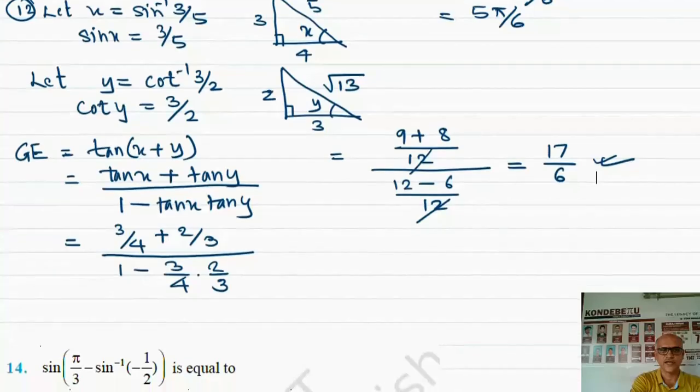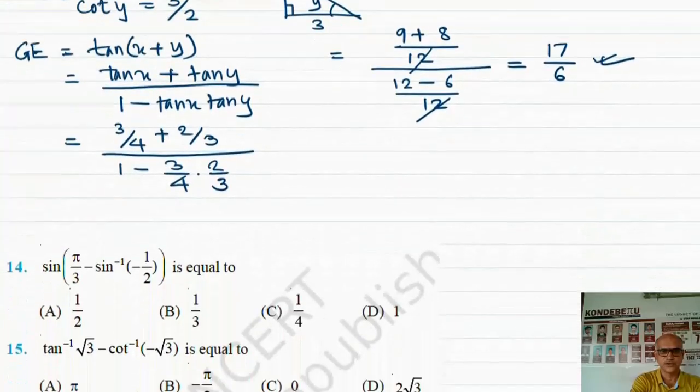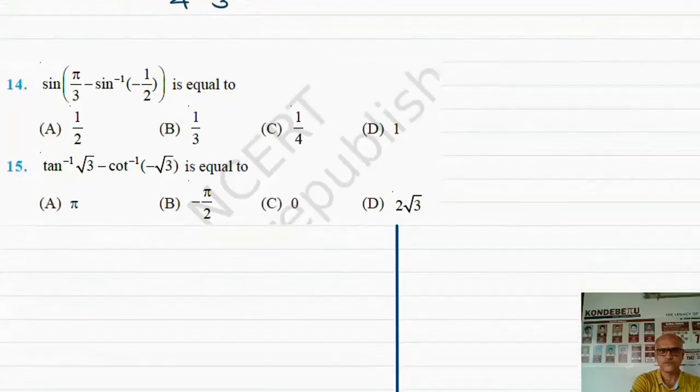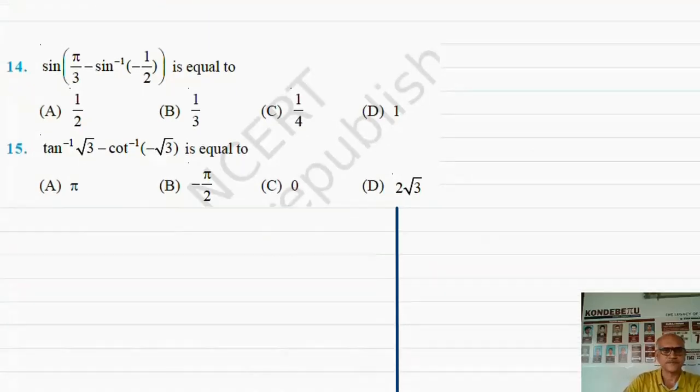Again, if I take the next problems, 14 and 15. If I take 14, if you observe here you have a negative. Sin inverse of minus x is minus sin inverse x, so the minus comes outside. So the 14th will be sin of pi by 3, and when the minus comes outside it becomes plus sin inverse 1 by 2.